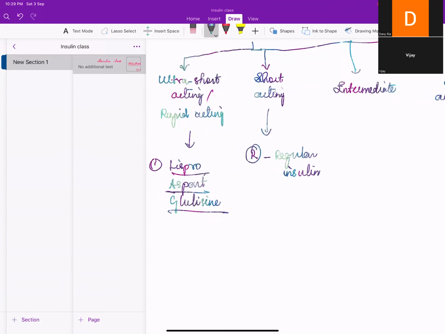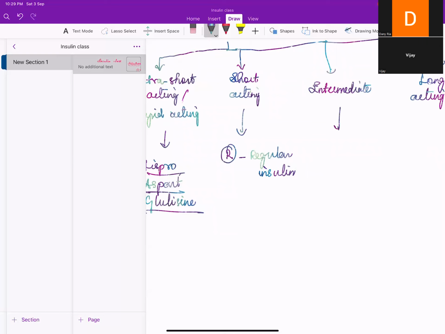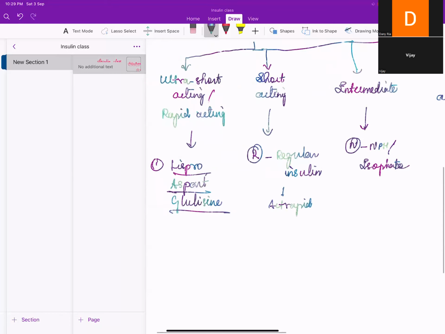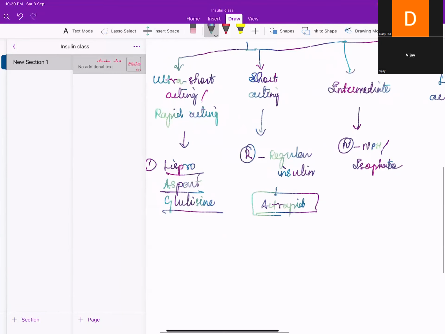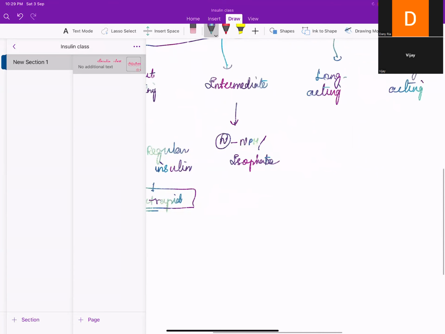So short acting is the R or the regular insulin. In the government setup, we have only two insulins: the short-acting regular insulin and the intermediate-acting N insulin, also called NPH insulin or isophane insulin. What's the trade name for regular insulin? Actrapid. So Apidra is glulisine, Actrapid is regular. Intermediate is isophane insulin, N insulin, or NPH. Those are the names.